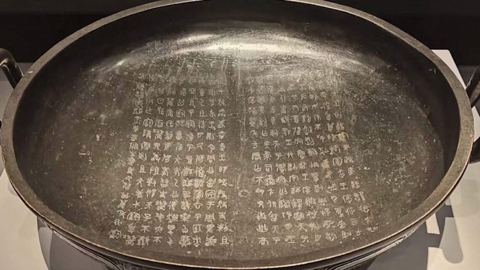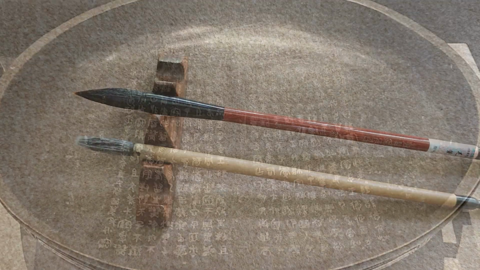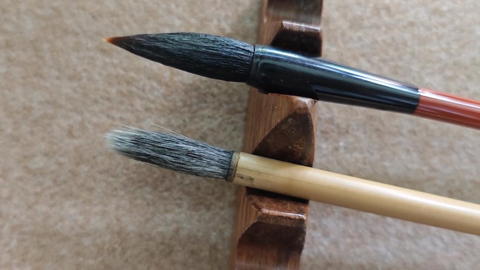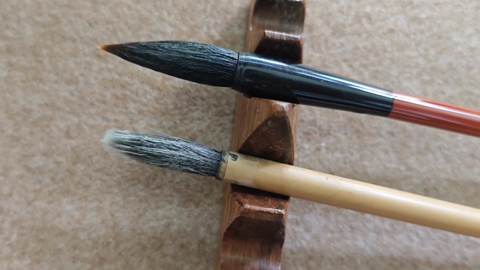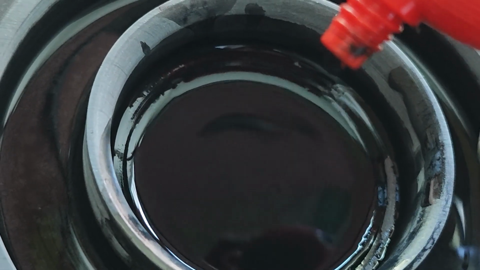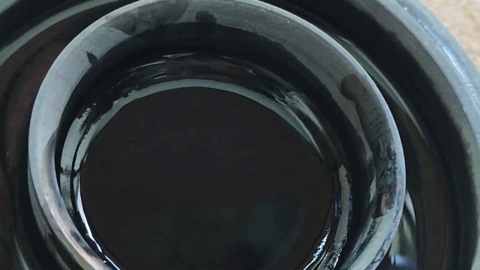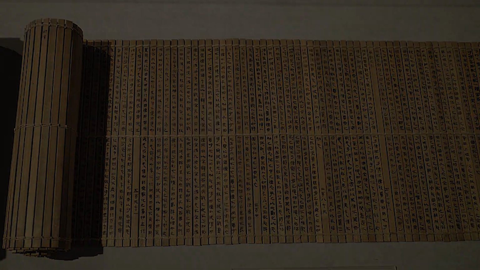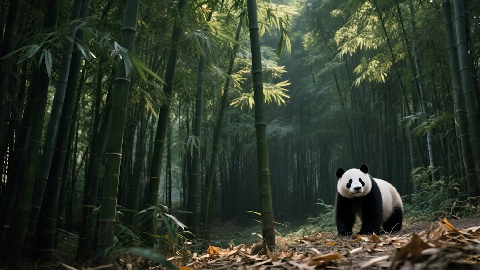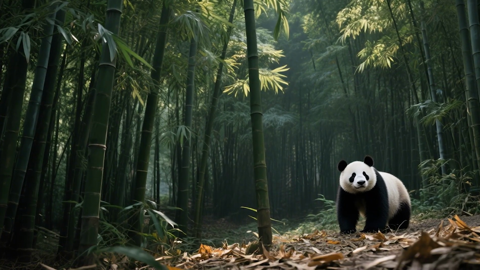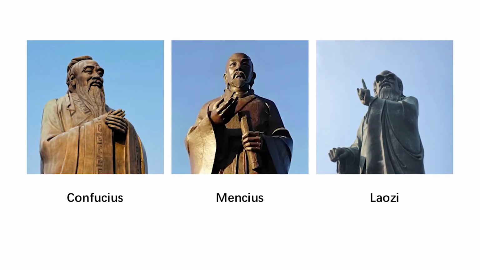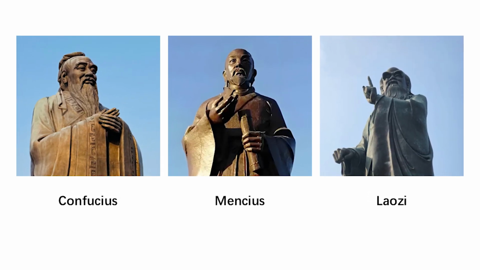Long after the metal characters period, humans were able to make brushes from the hair of animals like wolves and rabbits. They used black coal and other minerals to make ink. And most writing was done on bamboo. This was because China had an abundance of bamboo. Otherwise, pandas wouldn't have survived here. Confucius, Mencius, Laozi, and others from this period all wrote in this way.